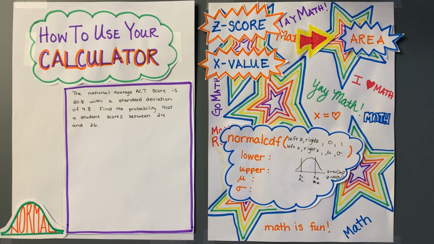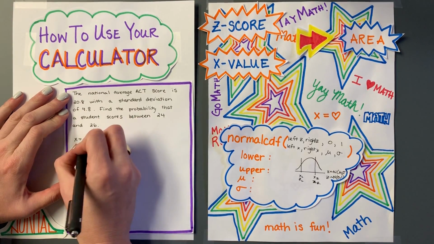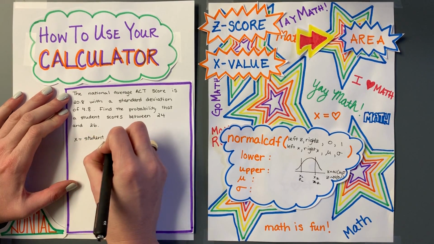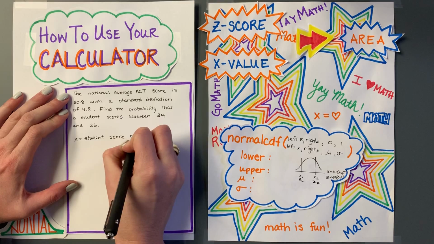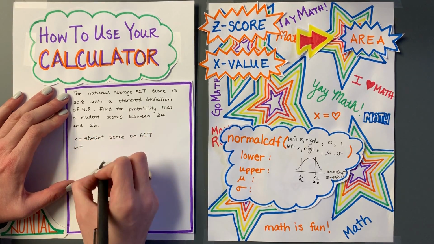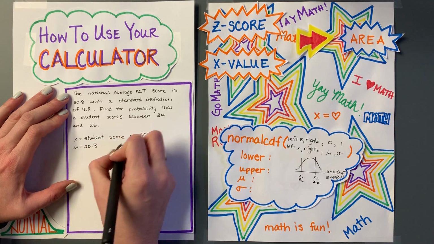The national average ACT score is 20.8 with a standard deviation of 4.8. Find the probability that a student scores between 24 and 26. First thing I want to do is define my x variable. So in this case, x is a student score on the ACT. And I know that the mean is 20.8 and the standard deviation is 4.8.